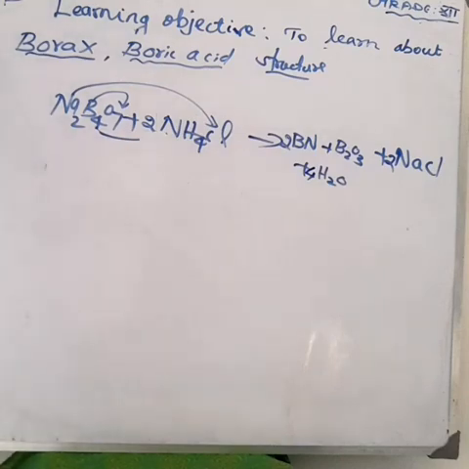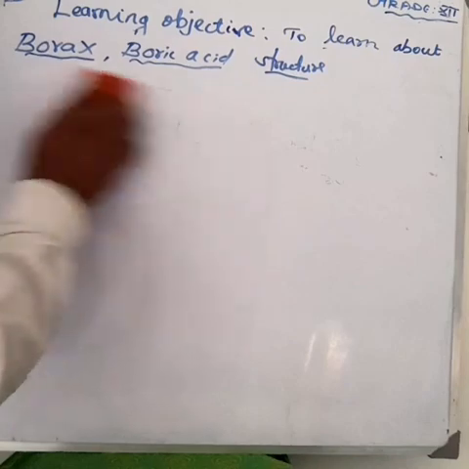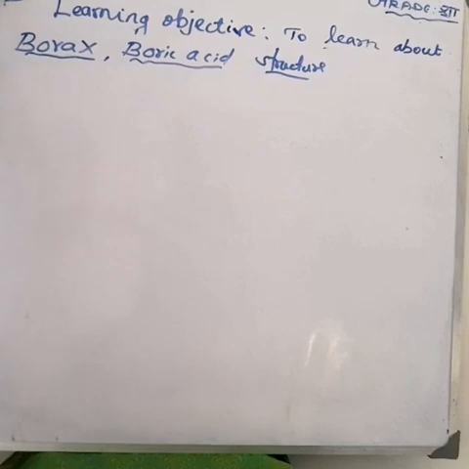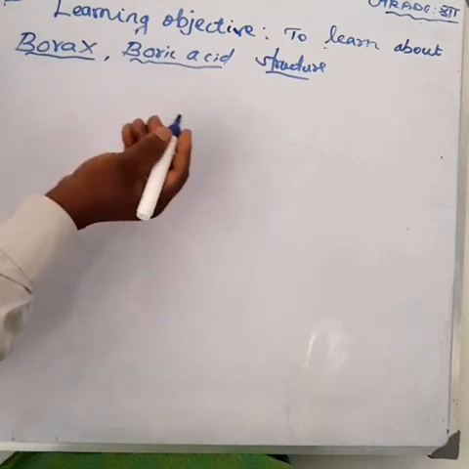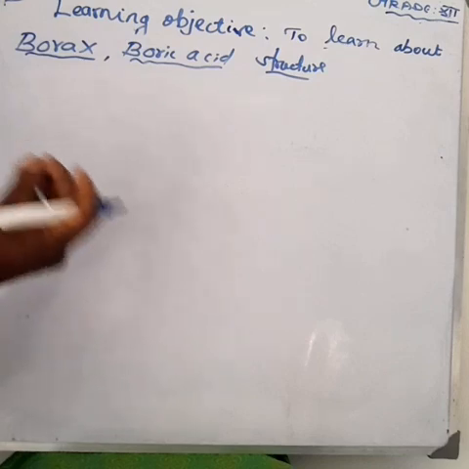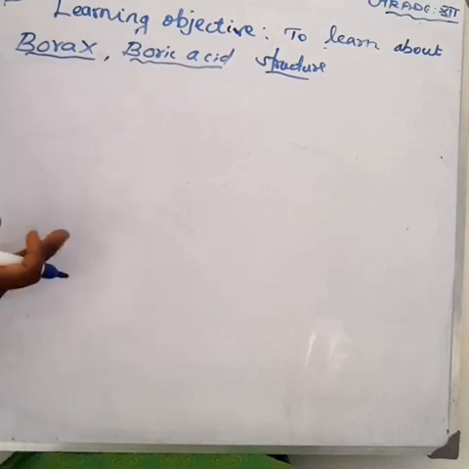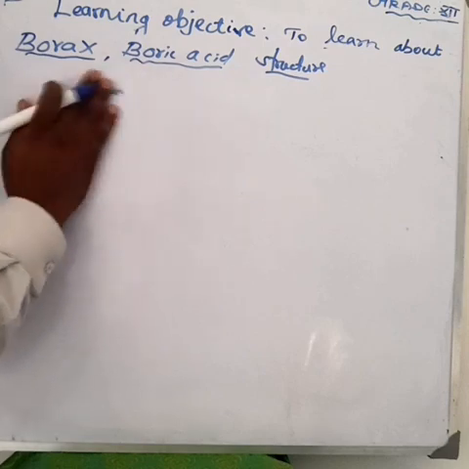Next, what are the uses of borax? The first use is for the identification of colored metal ions. Some of the transition metals have colored ions. Whenever we learn about the transition metals, I think that's the fourth lesson, we can understand which are the colored ions. So here, the first one is to identify the colored metal ions.